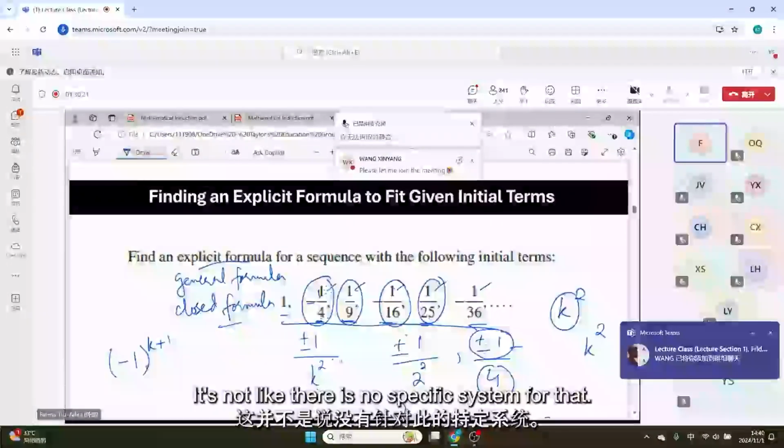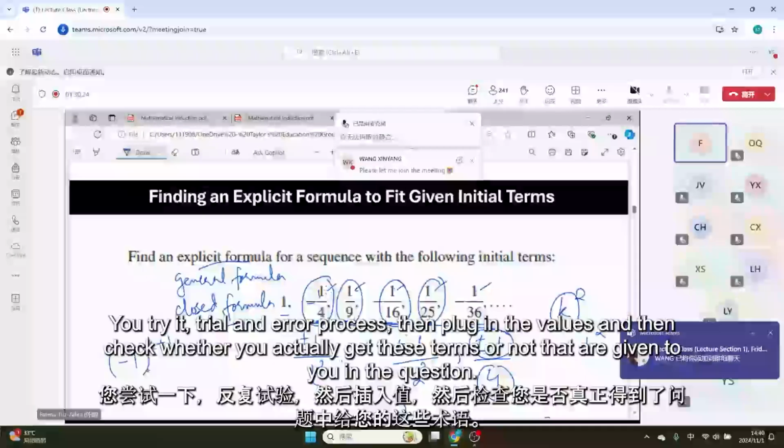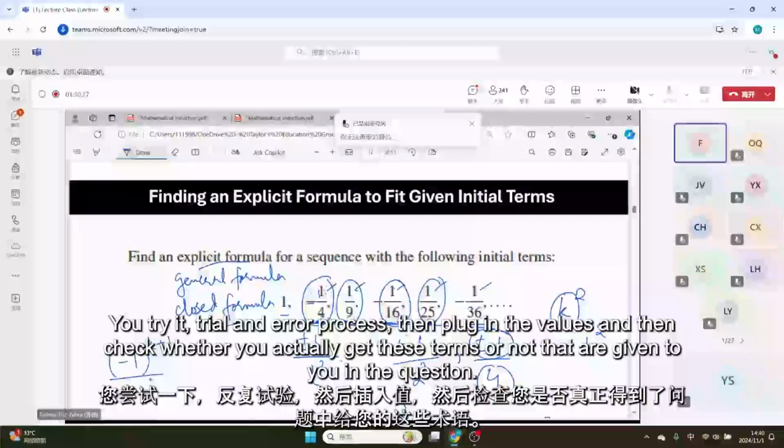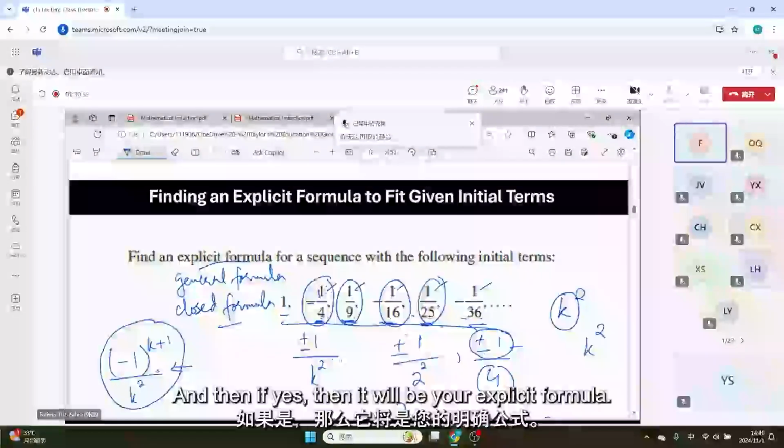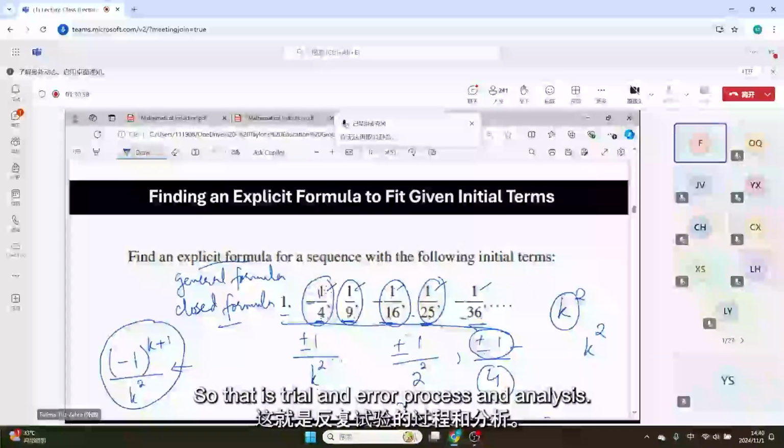It's not like there is a specific system for that. You try it, a trial and error process, then plug in the values and check whether you actually get the terms that are given to you in the question. Once you get your refined explicit formula, plug these values in for all the terms that are given to you, and see whether this formula is applicable to all of them. If yes, then it will be your explicit formula. So that is a trial and error process and an analysis.